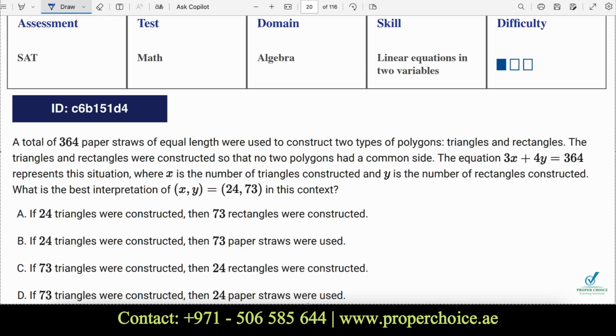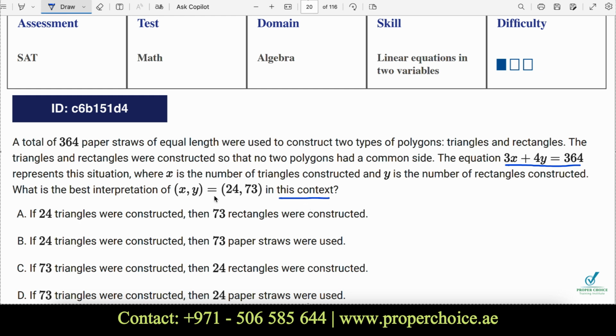A total of 364 paper straws of equal length were used to construct two types of polygons, triangles and rectangles. The triangles and rectangles were constructed so that no two polygons had a common side. The equation 3x plus 4y equals 364 represents this situation, where x is the number of triangles constructed and y is the number of rectangles constructed. What is the best interpretation of (x, y) equal to (24, 73) in this context?